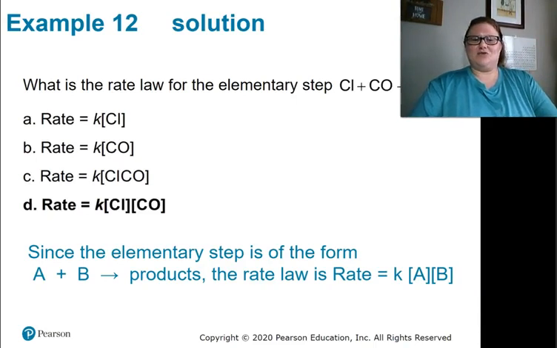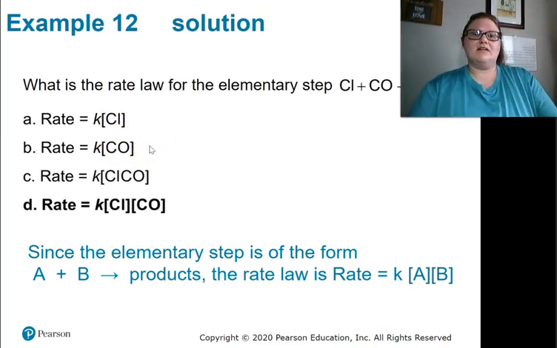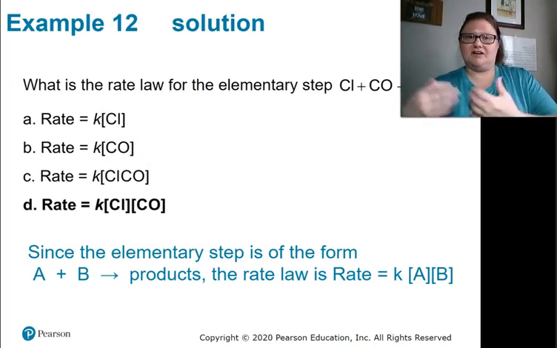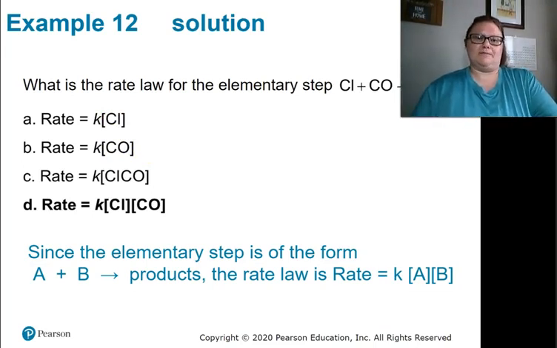All right, so if you picked choice D, you are correct. None of these had the products there, which is good because the products are not represented in the rate law. So that's the first thing that we notice. The next thing we notice is the first two choices just had one of the reactants, but we need both of them. They both take part in this reaction. They're both going to contribute to the overall rate.